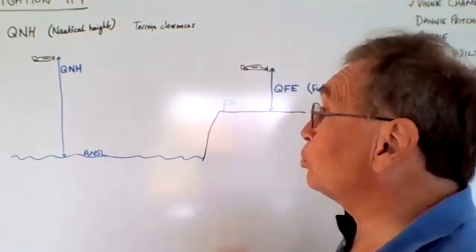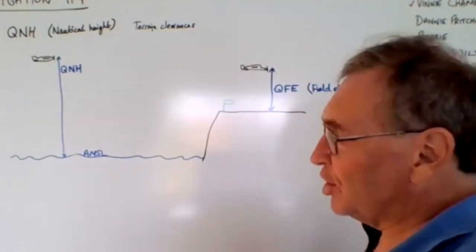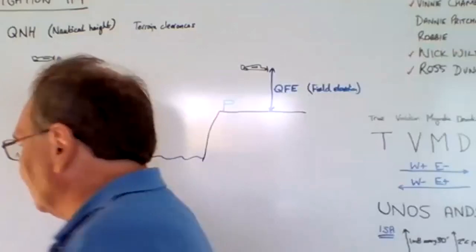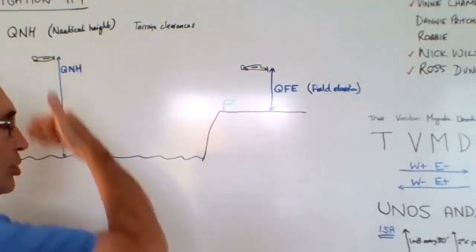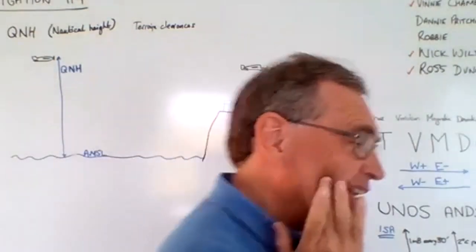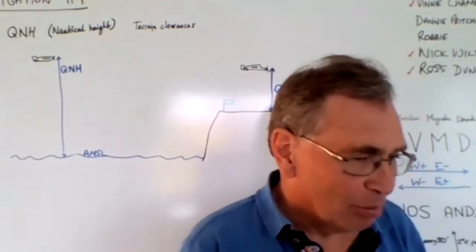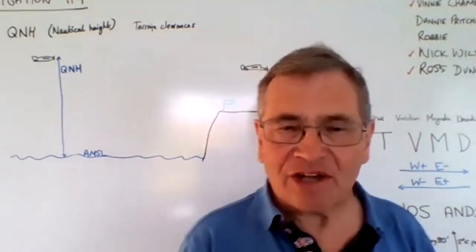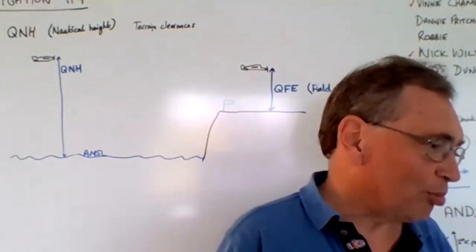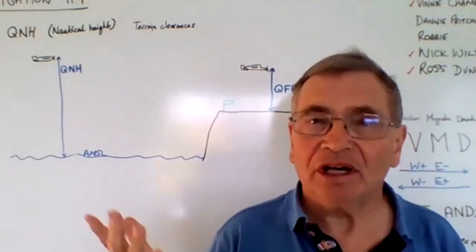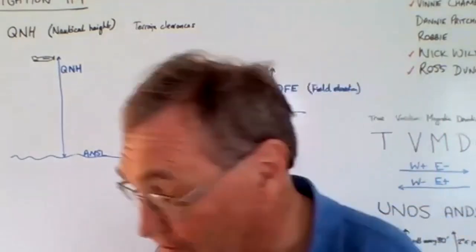So the QNH is useful at low levels. When I say low levels, I mean typically levels below about 8,000 feet would be considered a low level. In other words, in Europe, that's going to be below most of the mountains you're going to find.